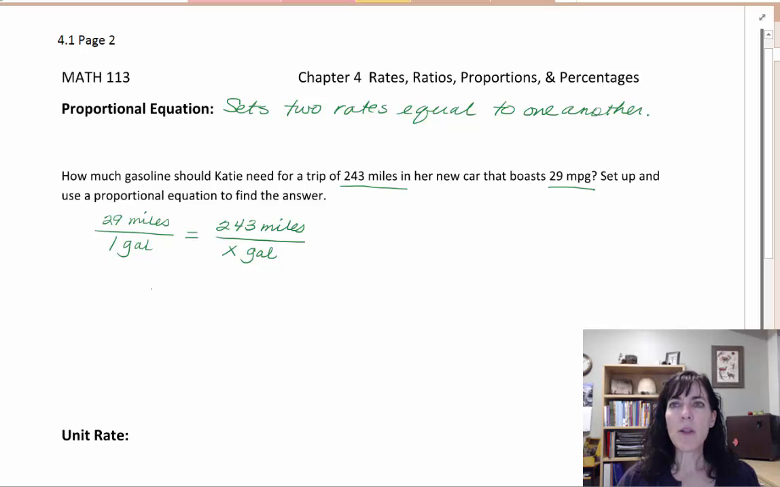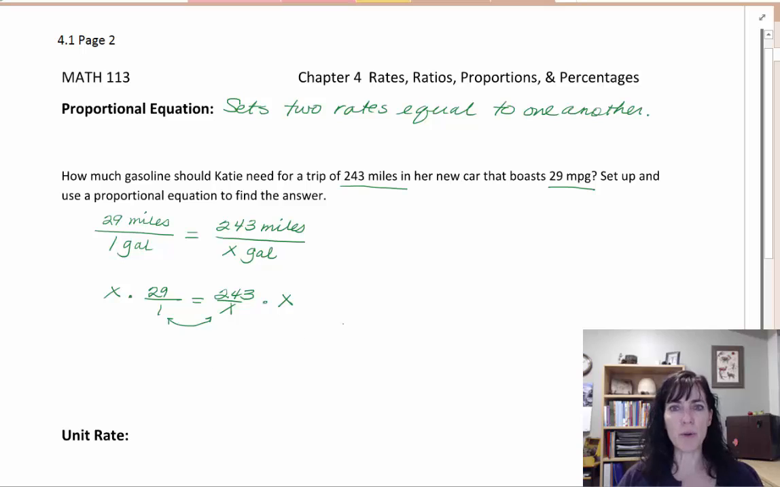Okay, now when I have this proportional equation set up, I can start thinking, how would I solve something like this? The first thing I think about is, let's just remove the units. We'll leave them there on the paper because they help when we get to the answer so we know what we found. But I'll just write it as 29 over 1 equals 243 over x, and then I will look at the two denominators and just multiply them together, so it'll be 1x or just x, and then I'll multiply that by both sides. Whatever those denominators are, if they're numbers, if they have variables, I'll just multiply the two together and then multiply it on both sides of my equation.